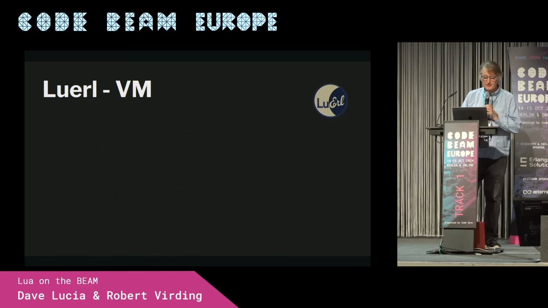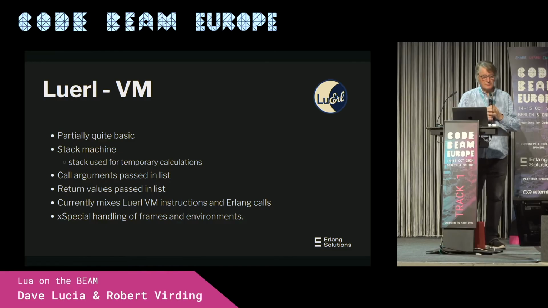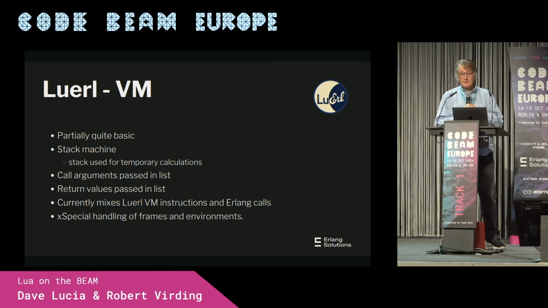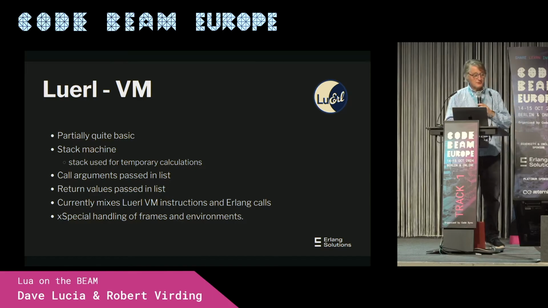So that, of course, affected the implementation. Basically, it's quite straightforward. There is a compiler which compiles down to Luerl VM instructions, and I've implemented a Luerl VM for executing them. It's a stack machine, yes. Arguments and calls are passed in a list, because Lua doesn't have any specific number of arguments in a function call. I can give more arguments and they're kept, or I can have fewer arguments, in which case the values just get the default value nil, right?